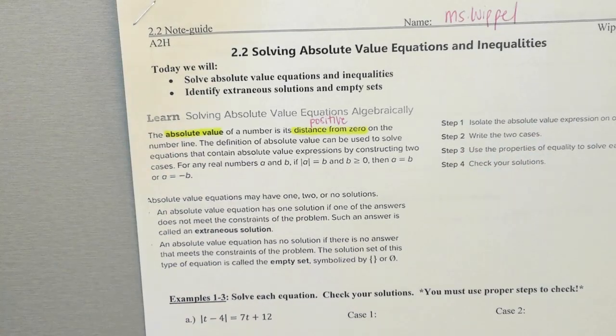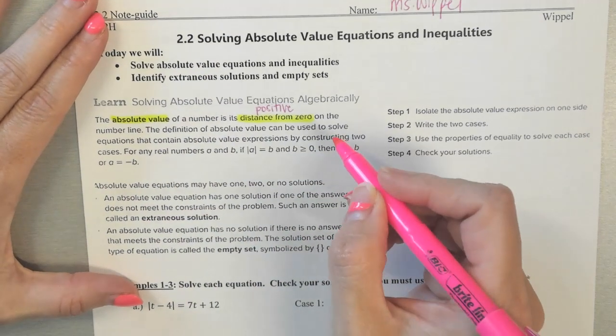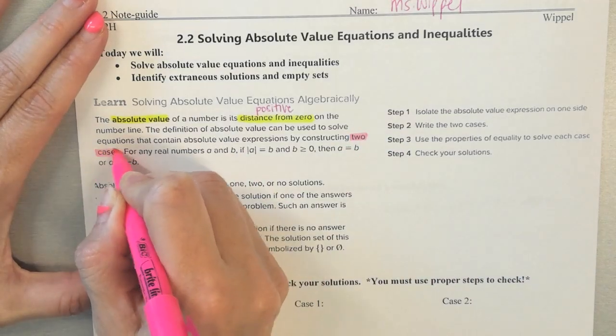Okay, now that means when you are solving the absolute value, there are two different values that can give you the positive, right? If I took the absolute value of -5, I'd get 5. But if I took the absolute value of 5, I'd get 5. So what we're going to do here is construct two cases.